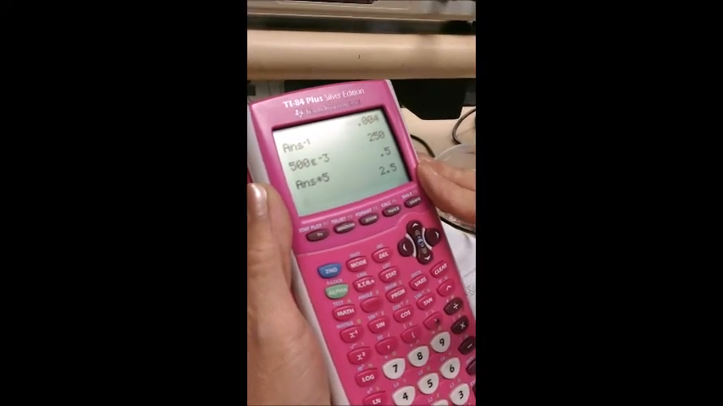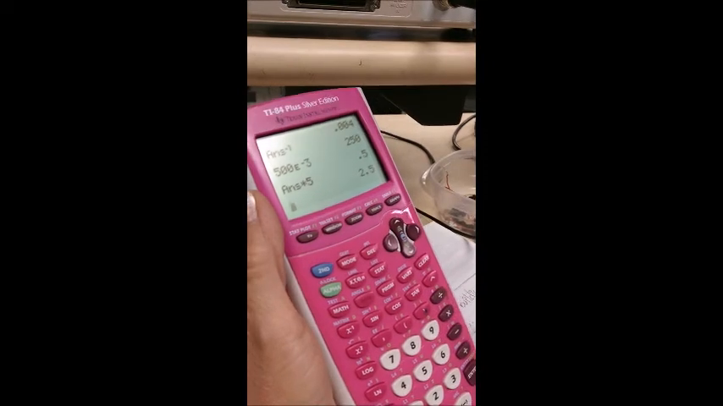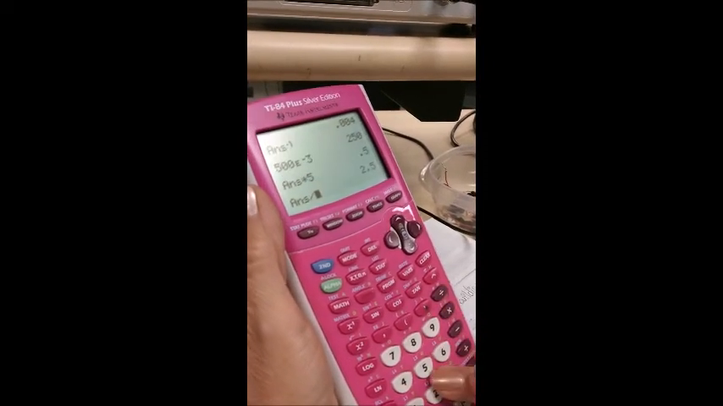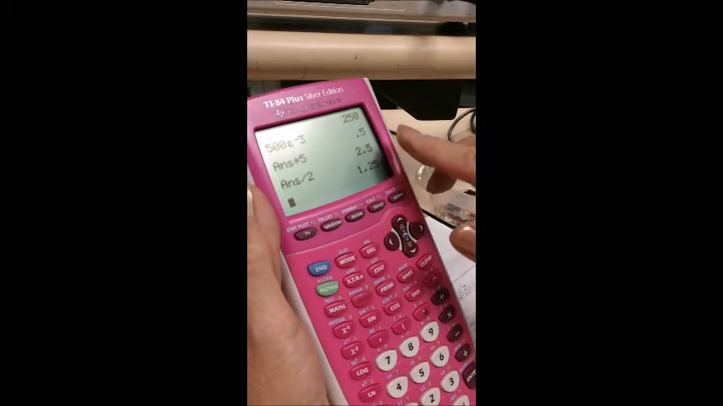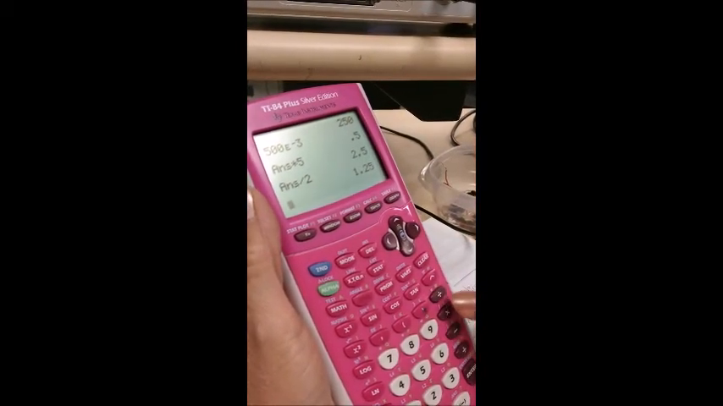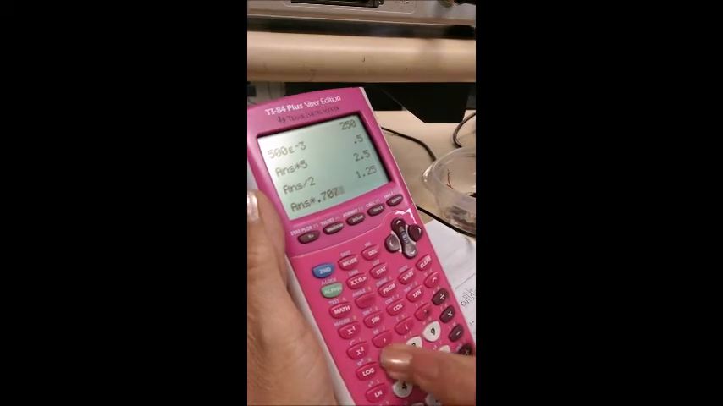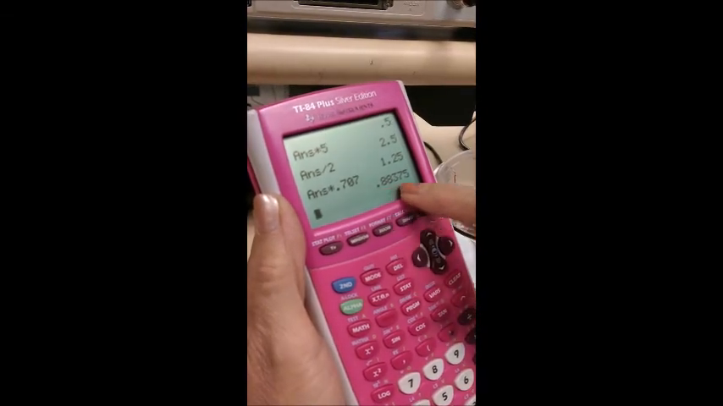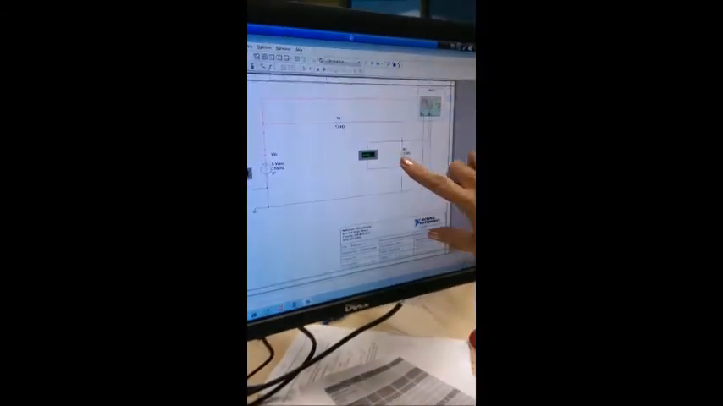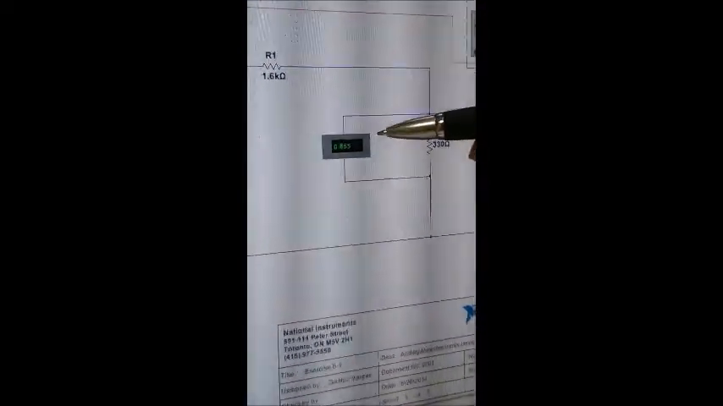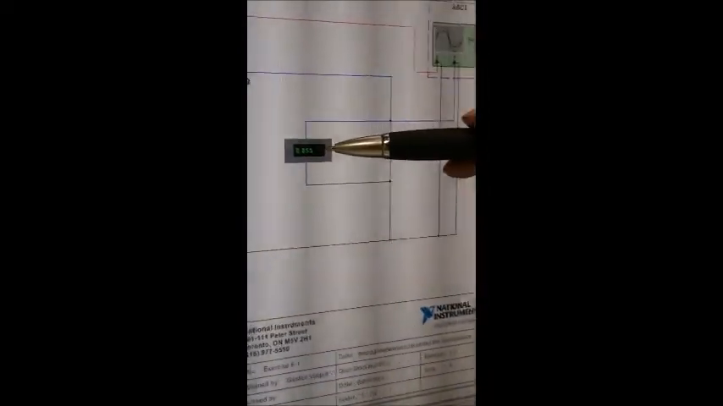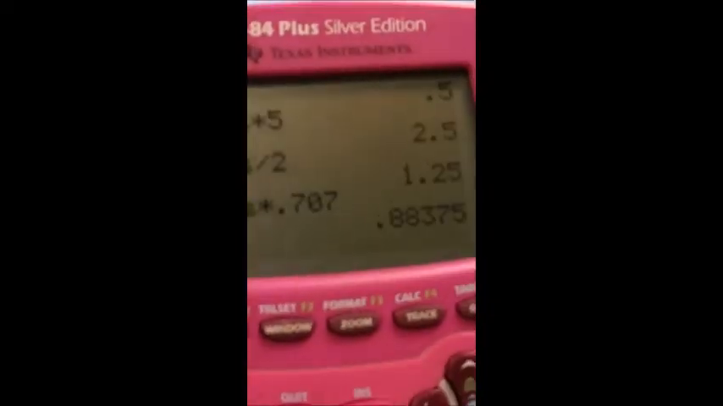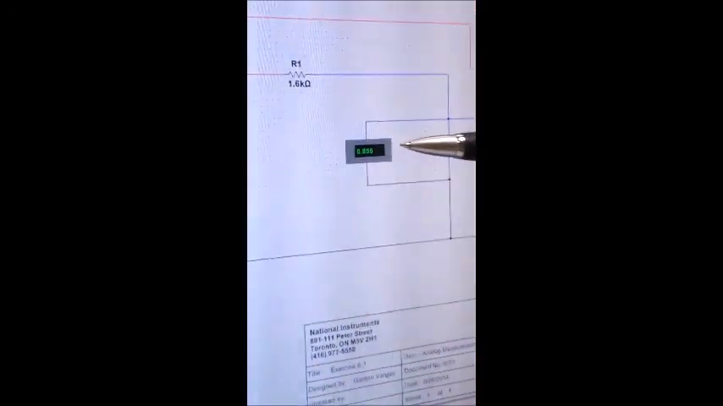Now, to get our VRMS, we're going to divide that by 2 to get our voltage peak. So divided by 2 gives us our voltage peak, and we'll be multiplying that times 0.707. So our VRMS across R2 is 0.883. Now, if you look up here at the example on our simulator, you will see that it's very close to what our simulator gave as the answer as well, which is 0.855. So you can see that the voltage RMS is about the same on both the old school and the new school oscilloscope methods.